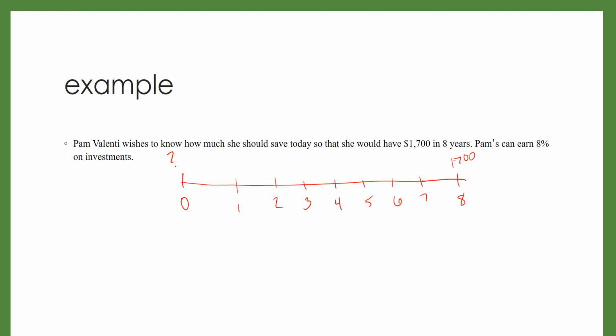So let's put this into our time value of money. Let's figure out our inputs. Present value, we don't know. That's what we want to solve for. Our N, that's easy. We have 8 years. Our rate, she's earning 8% on her investments. And our future value, that's the amount we want to have at some point in the future, is $1,700. And that $1,700 should be positive because that's the amount of money she's going to have at the end to do with as she pleases. And that payment is 0.